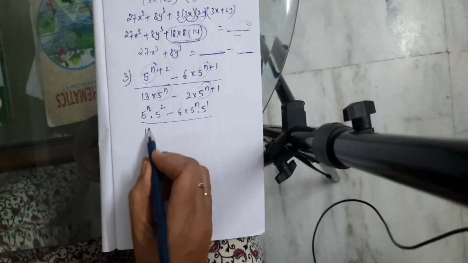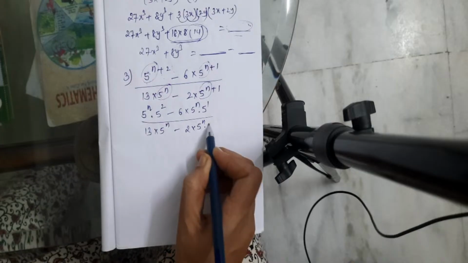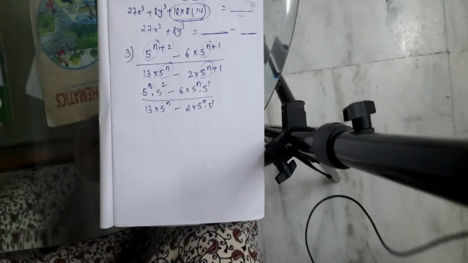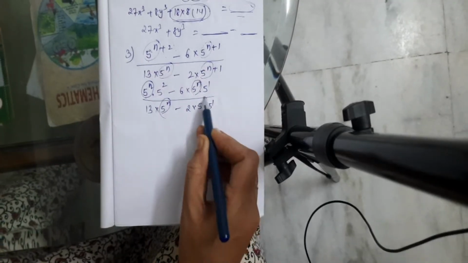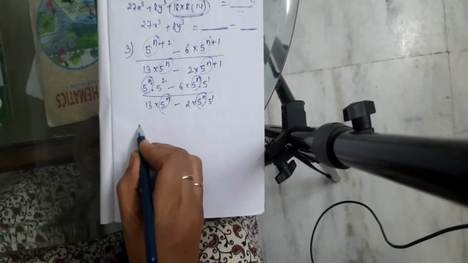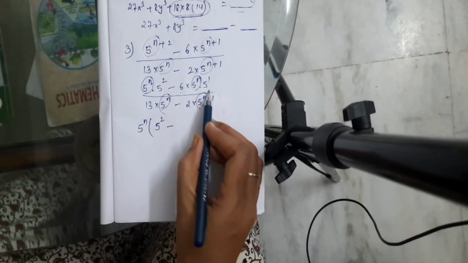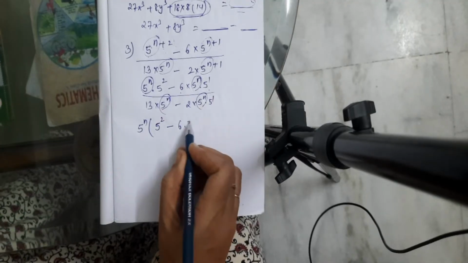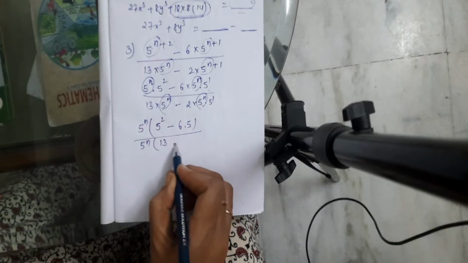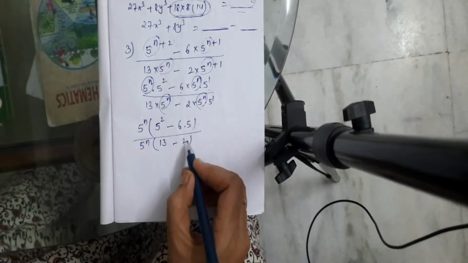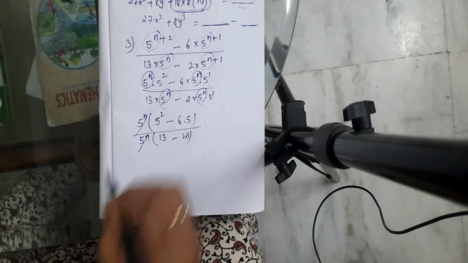In the denominator it is 13 times 5 raised to n, minus 2 times 5 raised to n multiplied by 5 raised to 1. Now clearly you can see that we can take 5 raised to n common. So let's move ahead with that part. If we take 5 raised to n common, we are left with 5 square minus 6 multiplied by 5, as 6 and 5 both are there. In the denominator, 5 raised to n is taken common, so we are left with 13 minus 2 and one more 5. So these are the things which we are having. 5 raised to n will get cancelled.